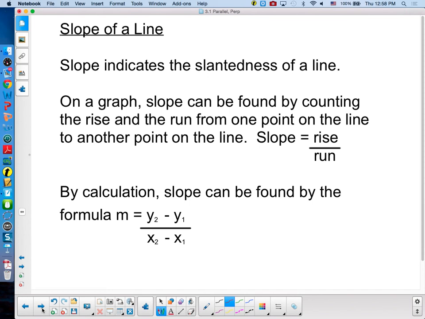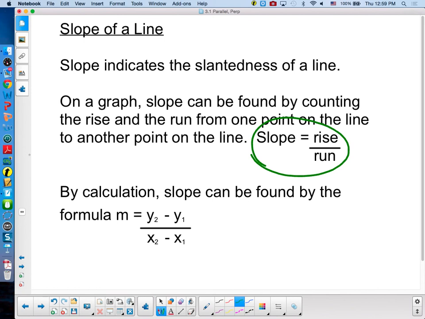The slope of a line, slope indicates the slantedness of a line. How slanted is it? And it also indicates whether it slants up or slants down, depending if it's positive or negative. And I don't know if you want the whole sentence on a graph or just the formula at the end. On a graph, slope can be found by counting the rise and the run from one point on the line to another point. So maybe to summarize that second sentence, slope is rise over run.